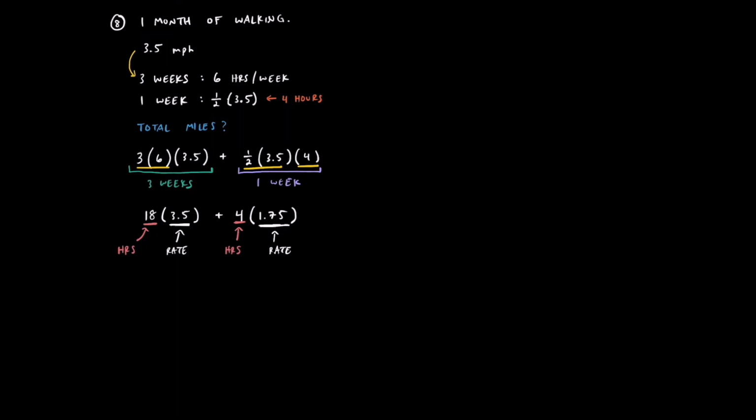So if we go ahead and multiply these two together, for the first 3 weeks, she's going to go a total of 63 miles. And then if you take a look here, her rate is 1.75 miles an hour. She's walking slower, but she's doing it for 4 hours. Then we can go ahead and say 4 times 1.75. I think 2 times that is 3.5. I think it's going to be a total of 7. So she's only doing 7 miles for that last week. And so if you add those two together, that's a total of 70 miles. And there we go.